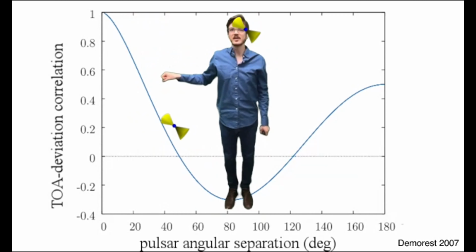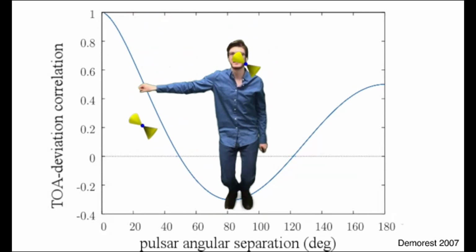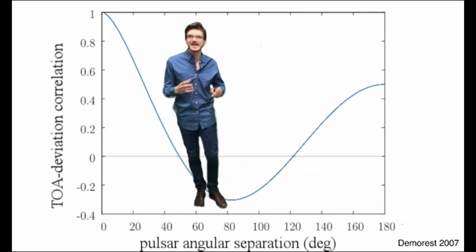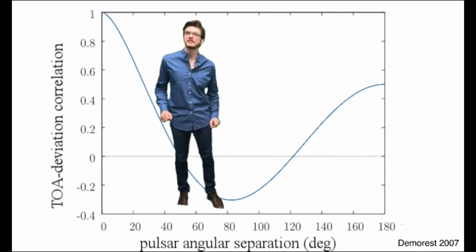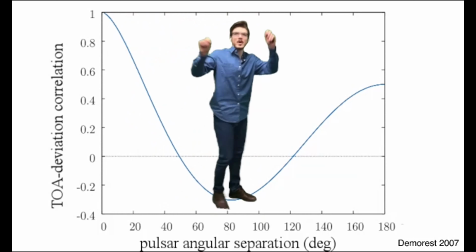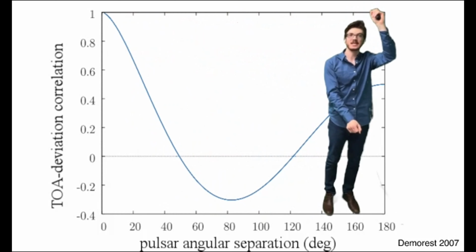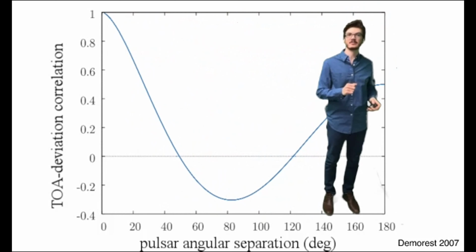These pulsars are moving in completely opposite directions, in the opposite way. And so we would say the arrival times of their pulses are anti-correlated, and this graph reaches a minimum. Okay, what about 180 degrees? Pulsars on opposite ends of the sky. How would they behave due to a passing gravitational wave?